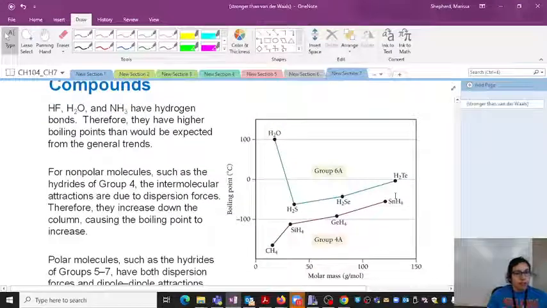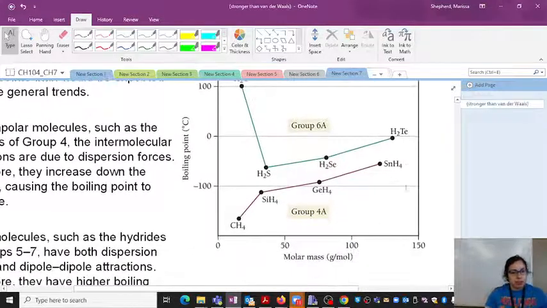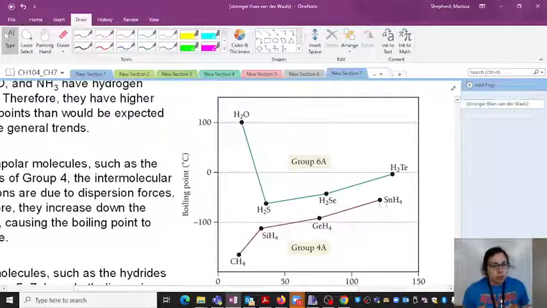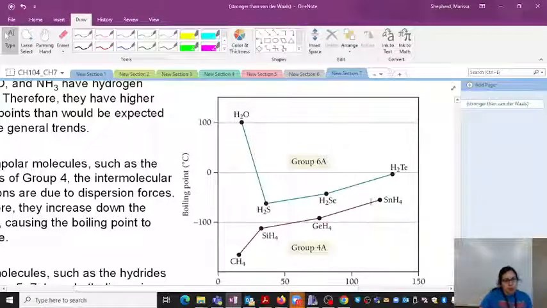And so let's look at this graph here, because this is also pretty interesting. We're looking at the boiling points of group 4 and group 6, comparing. And so what do you notice? What's our anomaly here?